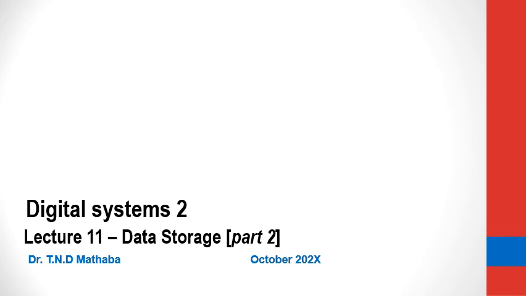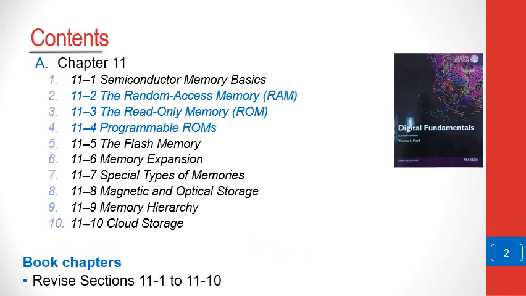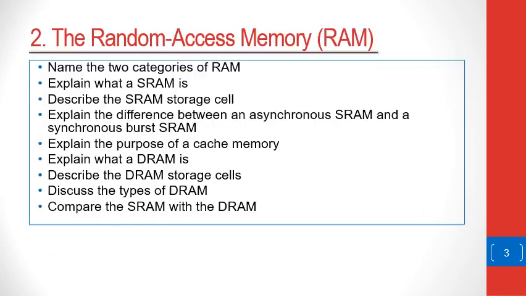For part 2 on chapter 11, we will look at sections 2 to 4. In section 2, we'll focus on RAM, random access memory. And by the end of this section of the lecture, you should be able to fulfill the learning objectives as listed in the slide.